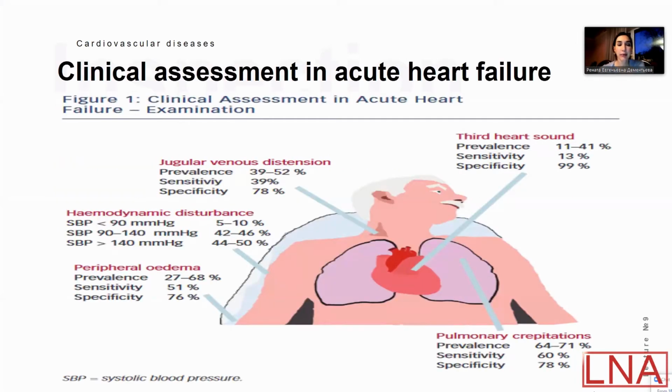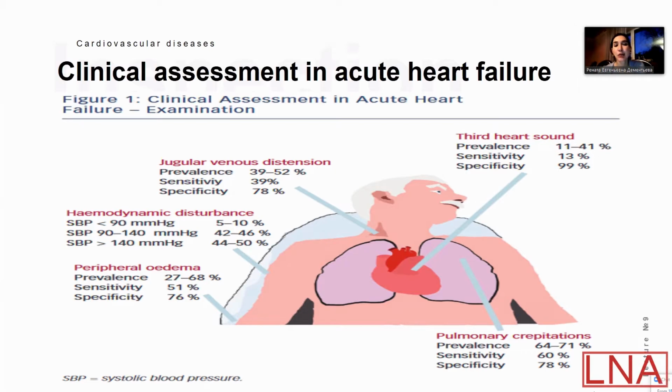And look at the picture. At this picture we can identify the clinical assessment in acute heart failure during examination. Jugular venous distension, a third heart sound due to the mechanism of increasing end-diastolic pressure in the left ventricular chamber. Pulmonary crepitation due to the mechanism of stagnation in the system of the pulmonary circulation.